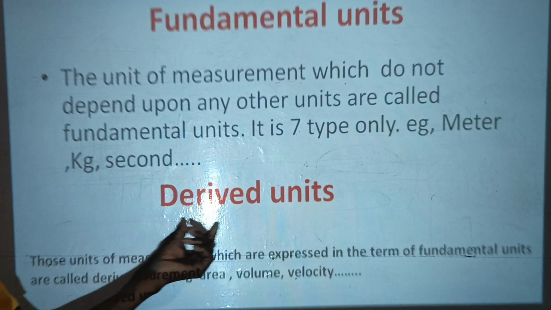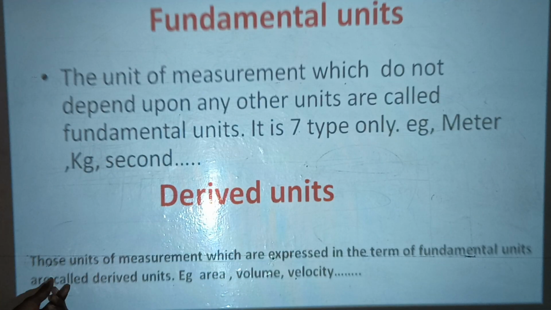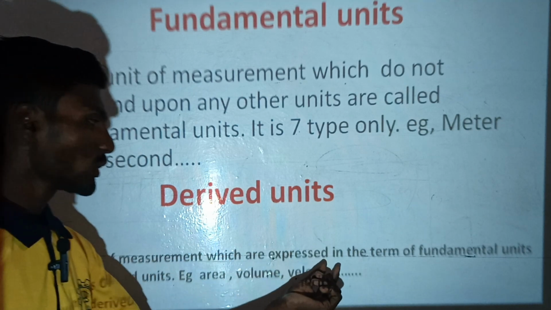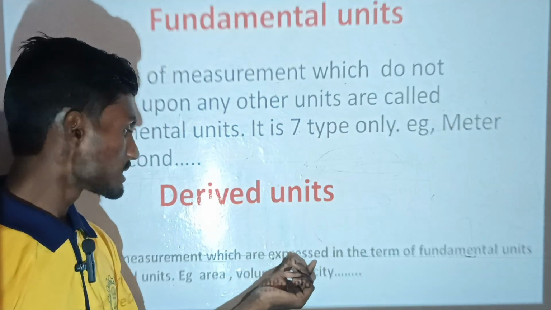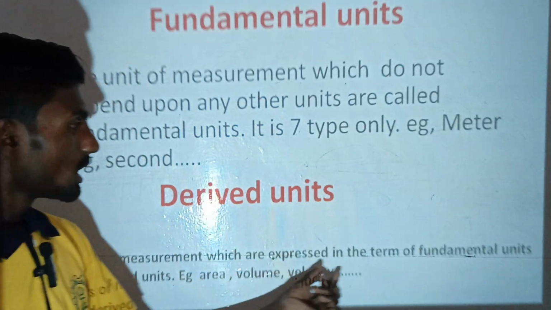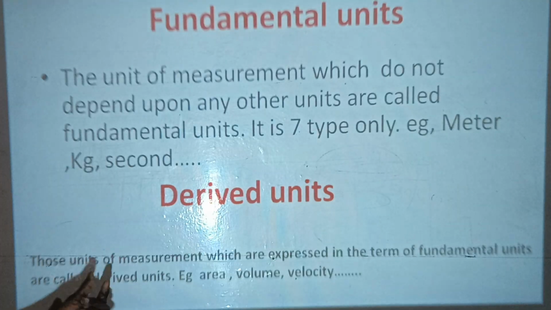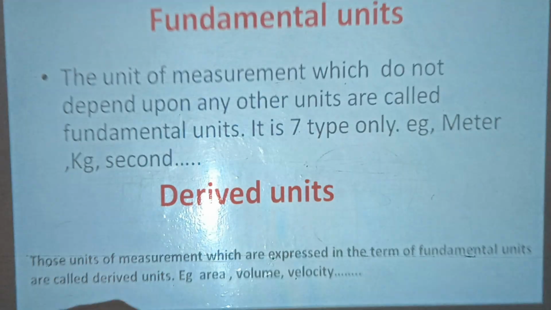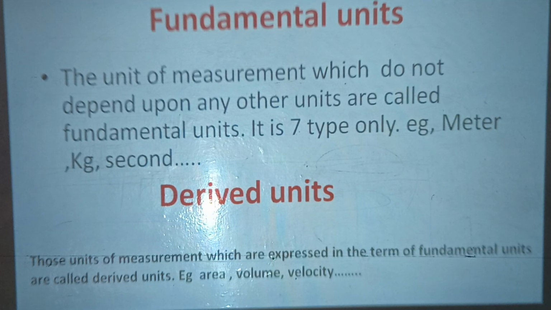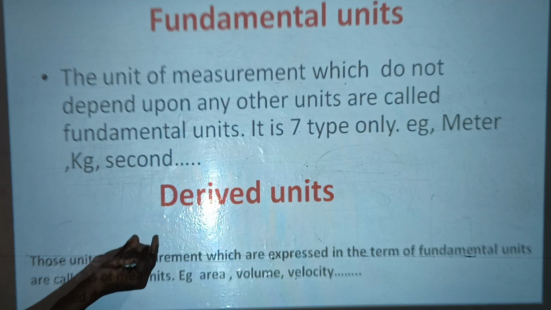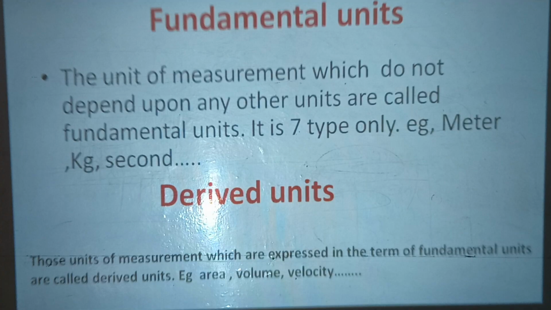But for derived quantities, the derived units are those units of measurement which are expressed in terms of the fundamental units. Later you will understand how to express them using the fundamental units. Those units which are expressed in terms of the fundamental units are called derived units, like area, volume, velocity. I am taking some examples here to clear your concept.